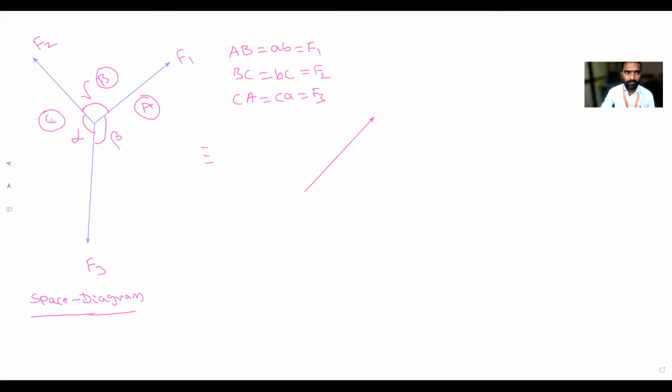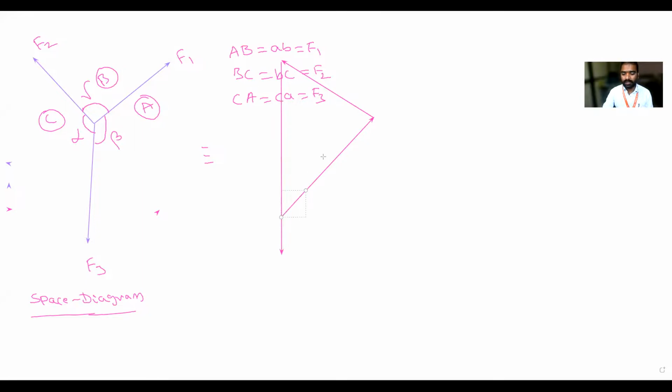Next, the F2 force. Where F1 completes, from that point F2 will start and it should be parallel to F2. So this will be the F2 force, starting here. Then the F3 force should start where the F2 force completes, and it is in the downward direction. So what I will do is just extend this force.